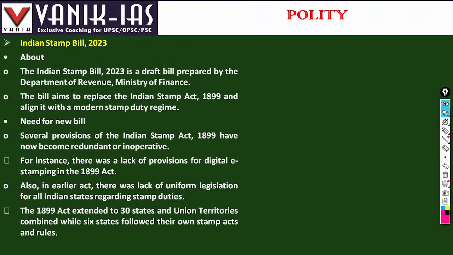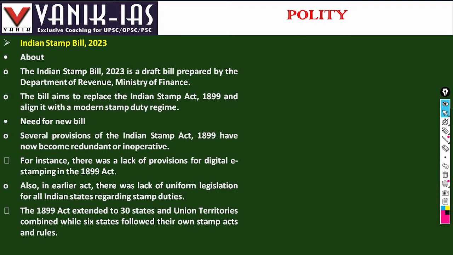The Indian Stamp Bill 2023 is a draft bill prepared by the Department of Revenue, Ministry of Finance. The bill aims to replace the Indian Stamp Act 1899 and align it with a modern stamp duty regime. Need for the new bill: several provisions of the Indian Stamp Act 1899 have now become redundant or inoperative. For instance, there was a lack of provision for digital e-stamping because that e-stamping mechanism was not available by the time the Act was passed in 1899.